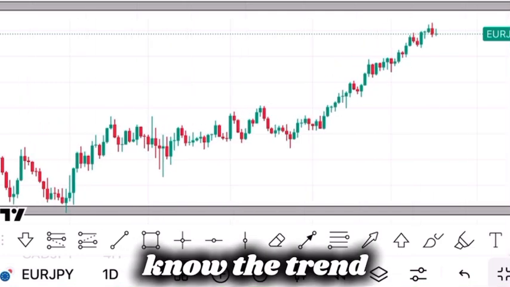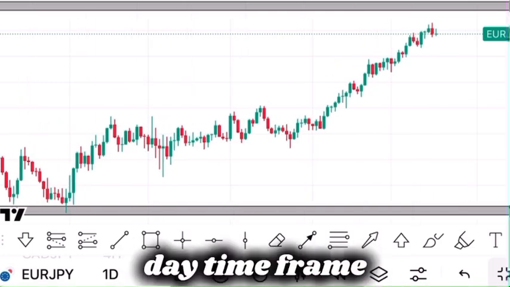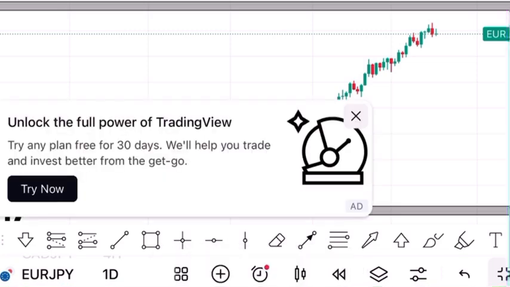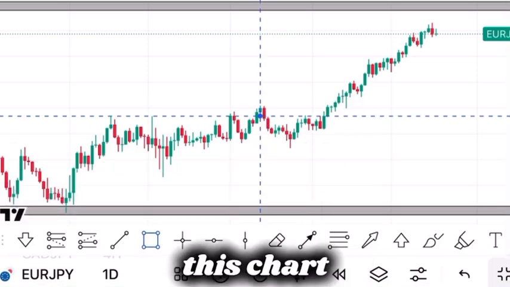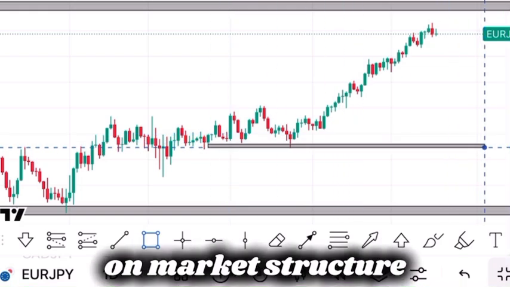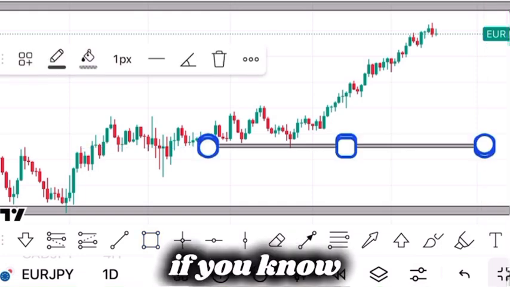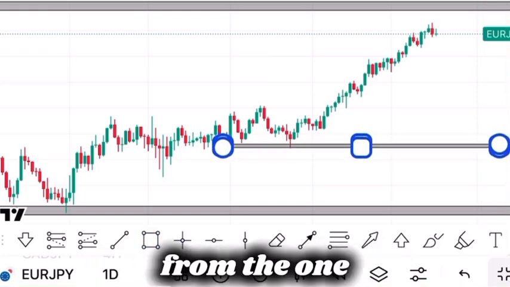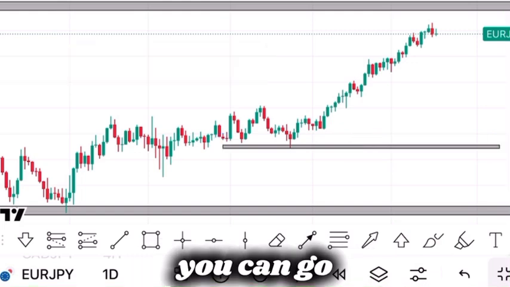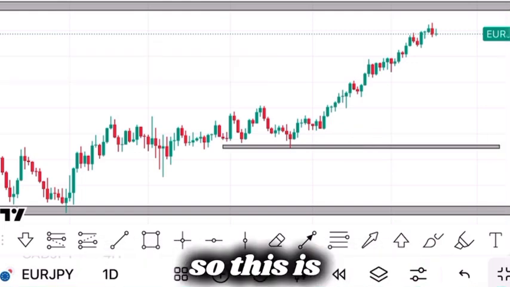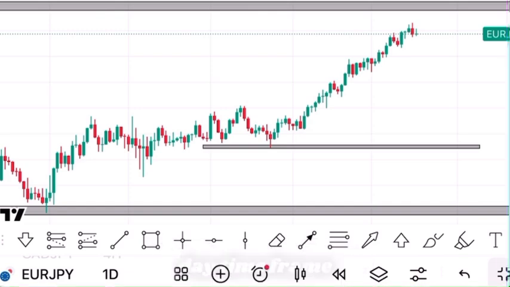So when we know the trend from the 1 day time frame, the next thing that we want to do is mark out the recent low. And clearly on this chart, this is the recent low based on market structure. If you know the meaning of market structure very well, you see this is the low from the 1 day time frame. You can go and watch the videos on market structure if you don't know the meaning of market structure. So this is the recent low from the 1 day time frame.